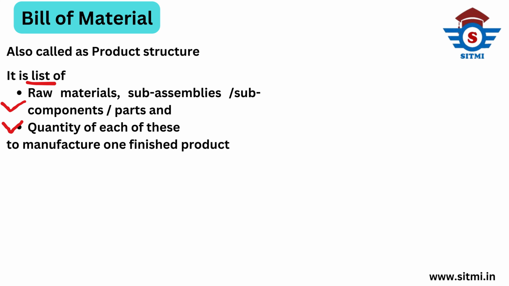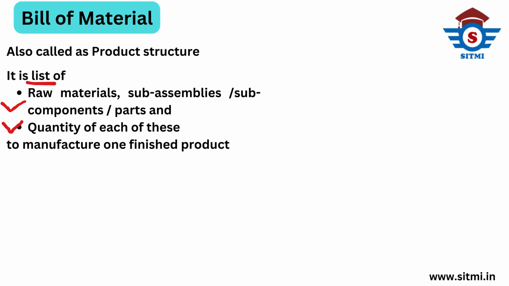So bill of material talks about the entire requirement of subcomponents or raw material to manufacture one finished good, and it also talks about what quantity of these raw materials, subassemblies and subcomponents will be required to manufacture. So let's take an example of bill of material.